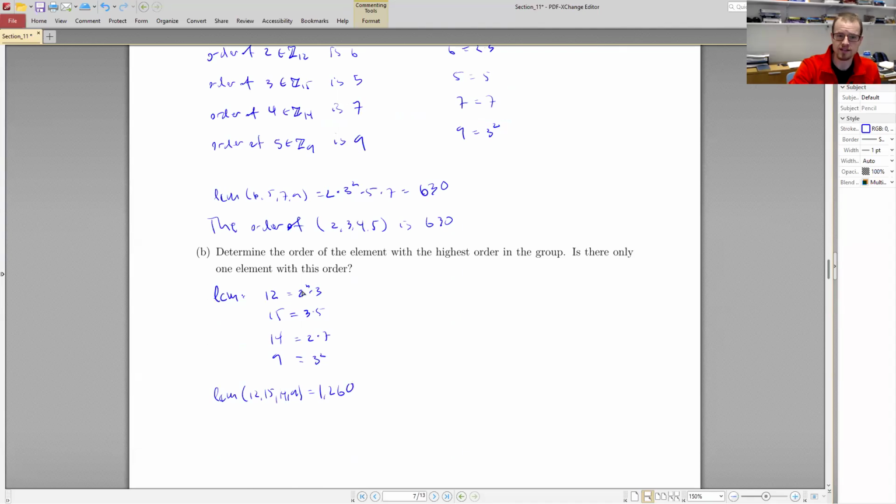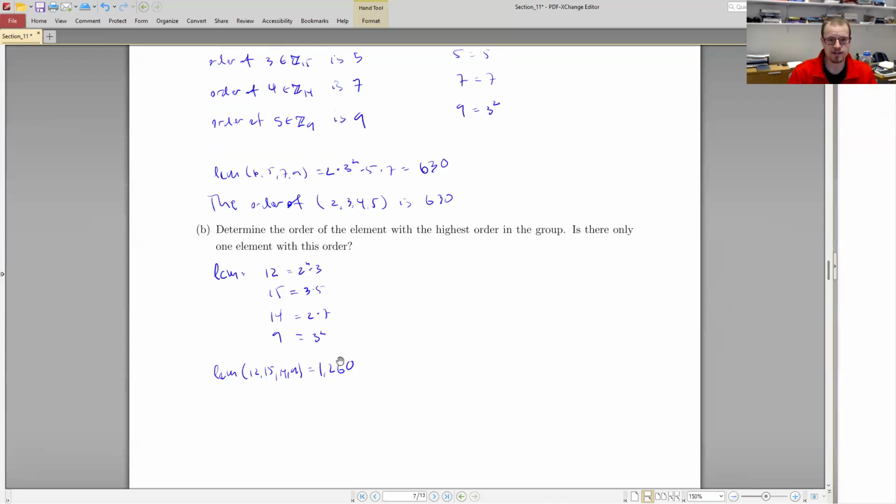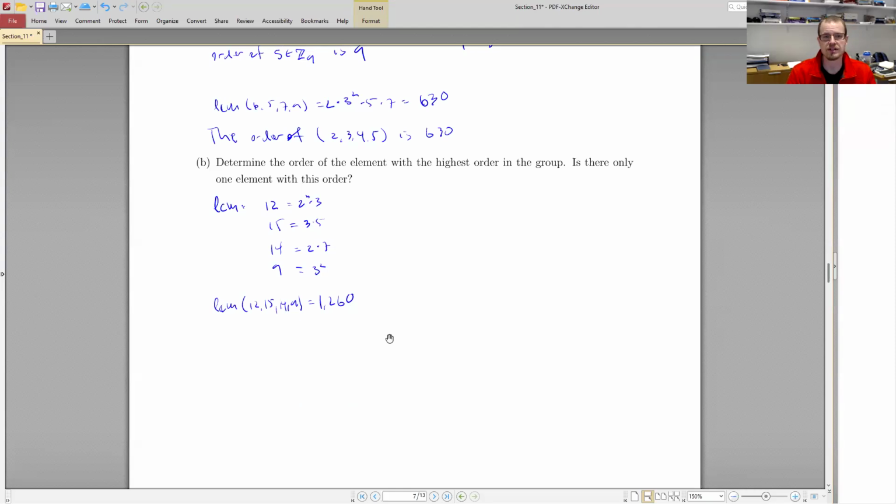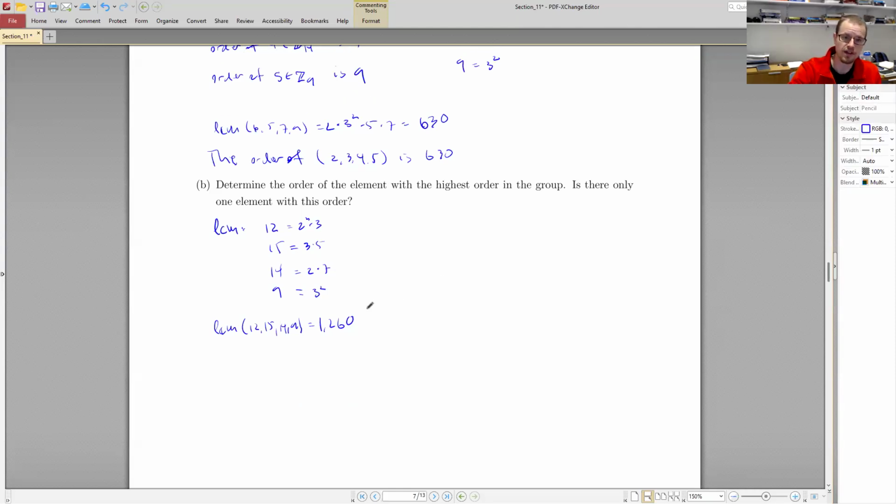1,260 contains 2 factors of 2, 2 factors of 3, a factor of 5, and a factor of 7. Okay. We grab onto the highest number of appearances, or the highest number of factors. Not all of them, right? I'm not grabbing onto 1, 2, 3 factors of 2. I'm just grabbing onto 2 because that's the largest number of times that factor appears. All right, so we get this as our least common multiple. And then the question is, are there multiple elements with that order?